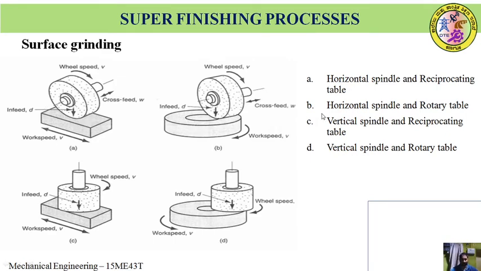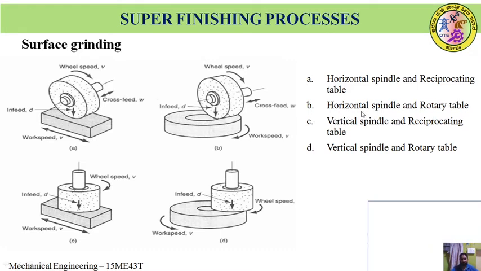First one is A, horizontal spindle and reciprocating table. You can see the spindle is in the horizontal direction and it will rotate, whereas the workpiece which is mounted on the table reciprocates in this direction. That's why it is horizontal. The spindle is horizontal and carries a cylindrical grinding wheel which will rotate, and at the same time the workpiece mounted on the table reciprocates like this.